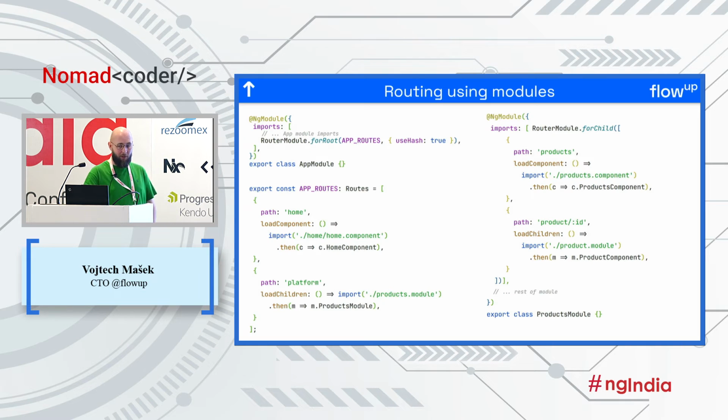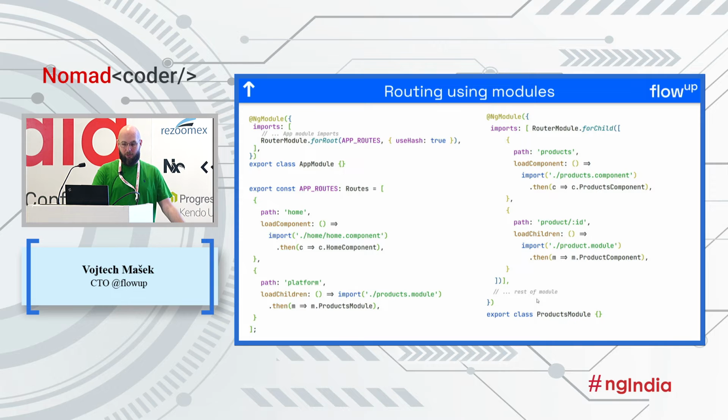So let's say the basic routing. Everyone knows this. This is a lot of code. You have your NgModule because you haven't migrated yet and you still use modules. You have your app routes with all the loadComponent, import, then you select the component. Same thing with loadChildren, module, then you select the module. You have your routes like this. Yeah, it's a lot of code, a lot of things to maintain.